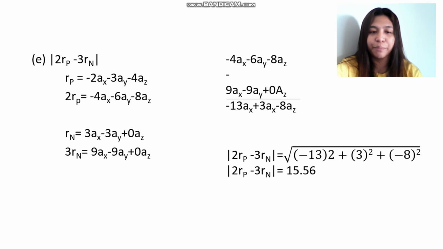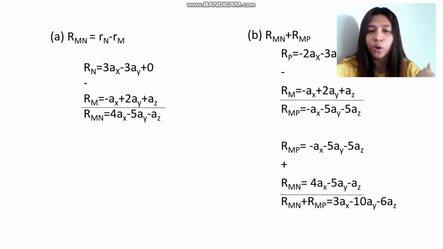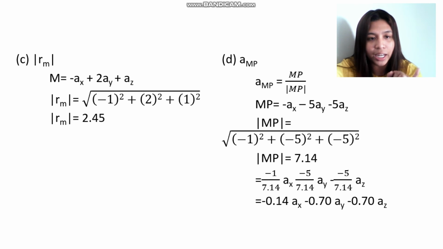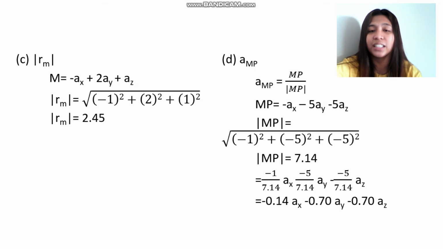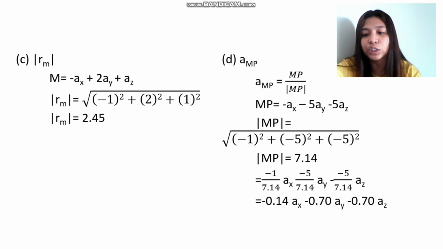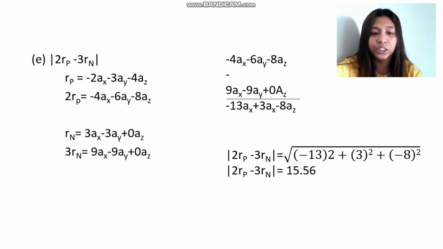So, ayun na yung mga sagot. Para balikan natin, ang nakuha nating sagot sa letter A, which is the RMN, is 4ax minus 5ay minus az. Sa letter B naman, ang nakuha natin is 3ax minus 10ay minus 6az. And then, sa letter C, is 2.45. Sa letter D naman, ang nakuha nating answer is negative 0.14ax minus 0.7ay and minus 0.7az. And then, sa letter E naman, which is magnitude ng 2rp minus 3rn, ang nakuha nating answer is 15.56.